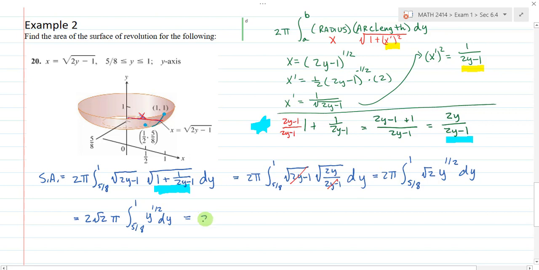And when we integrate that, we get 2 square roots of 2 pi times, we add 1 to the exponent, making that y to the 3/2, and divide by 3/2 is the same thing as multiplying by 2/3, and then we get 5/8 to 1. So we're going to plug in our upper bound. Actually, I'm going to pull the 2/3 out, and that's going to give us 4 square roots of 2 over 3 pi for our constant. And then we're going to plug in our upper bound, which is 1 to the 3/2, minus plug in your lower bound, that's 5/8 to the 3/2, and we could leave that as our final answer.